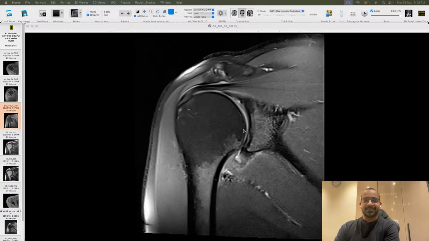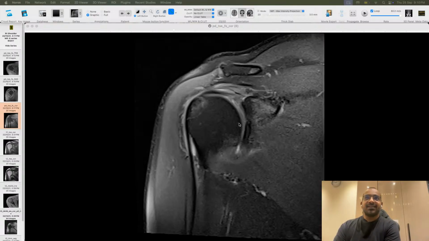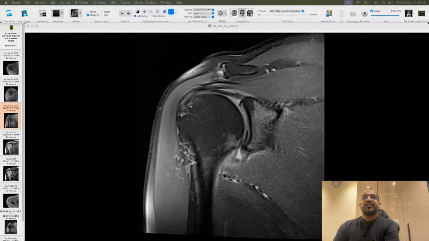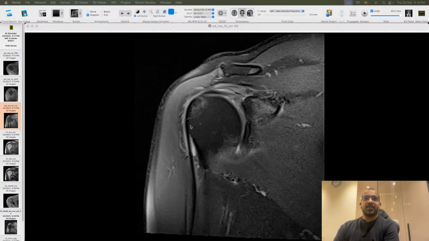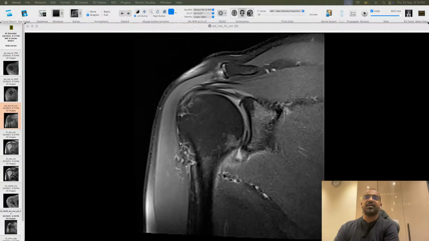What are the two heads of biceps? Please answer. This is the long head of biceps. Then it runs into the bicipital groove here. And if you see here, there's minimal fluid in the long head of biceps tendon. If there is fluid along the long head of biceps tendon, we need to mention it.